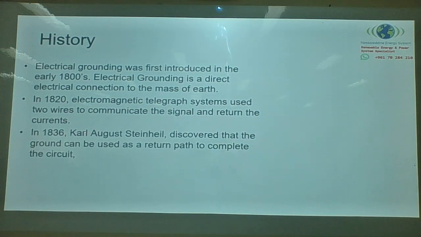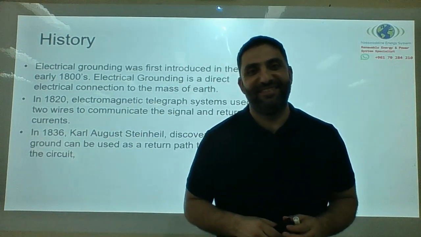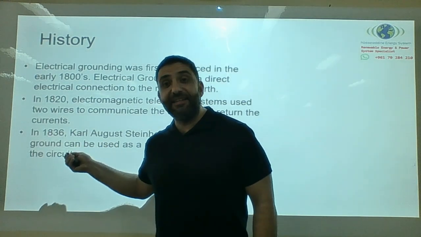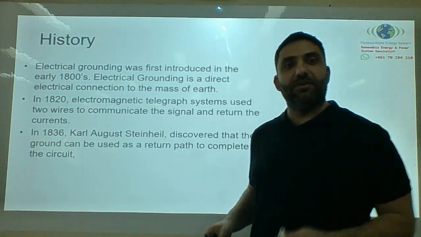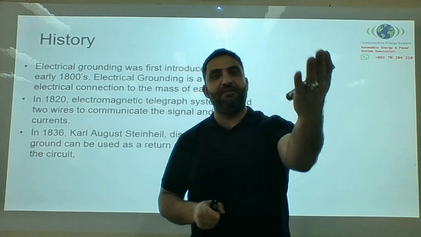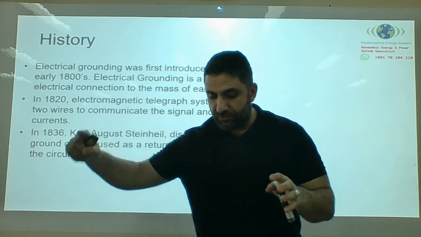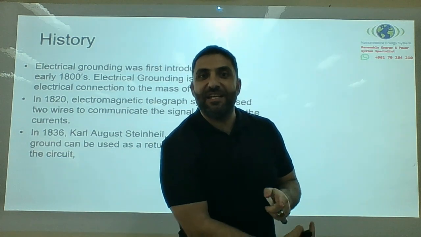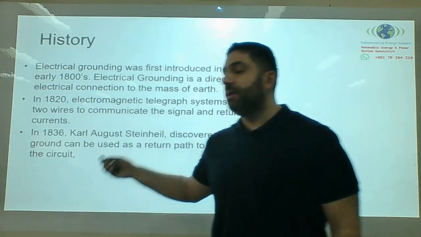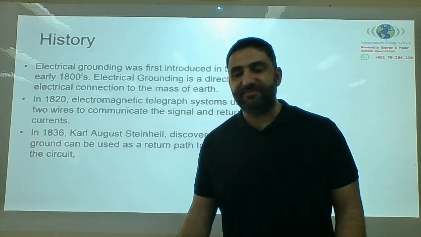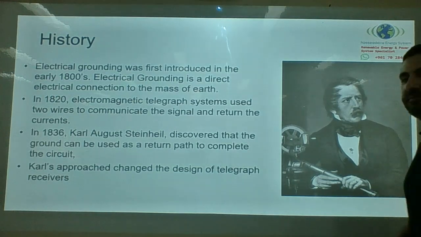In 1836, Mr. Carr discovered that the ground can be used as a return path for the circuit. So what he did, he said, hold on a second, the telegraph, why do I need to have a return back? He drove an electrode deep in the ground to establish a low resistance so he can send the signal back. So he would send the signal on one wire and then the return would be through the ground. That made a massive increase in the deployment of the telegraph receivers.